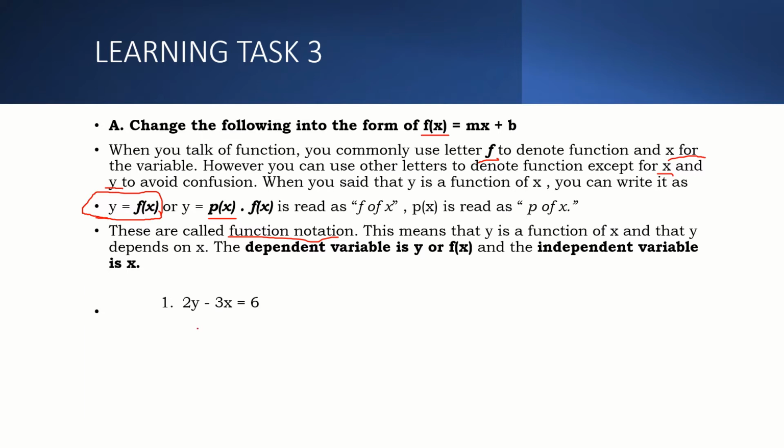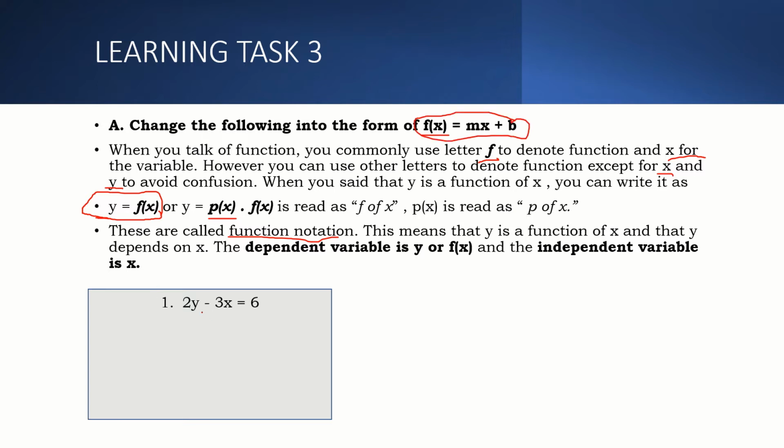Okay, so let us have the first example. The first example is 2y minus 3x equals 6. So isusulat natin ito in the form of f of x equals mx plus b. Simple lang ang gagawin nyo dito. Kailangan ang matira lang dito muna sa left side is variable y. So yung variable x ililipat natin sa right side. So yung negative 3x magiging positive 3x. Once na naglipat kayo ng any expression on the other side, mag-change yung sign niya.